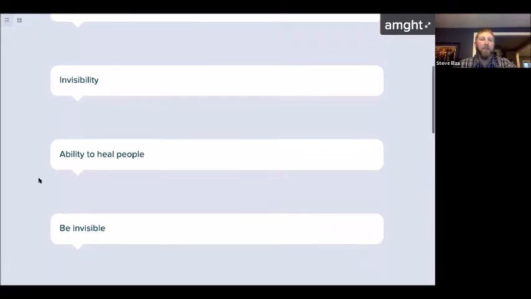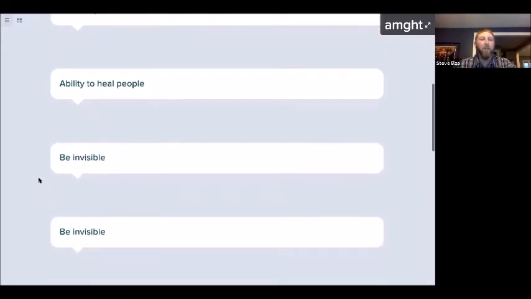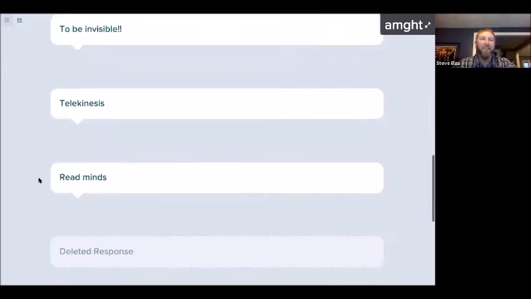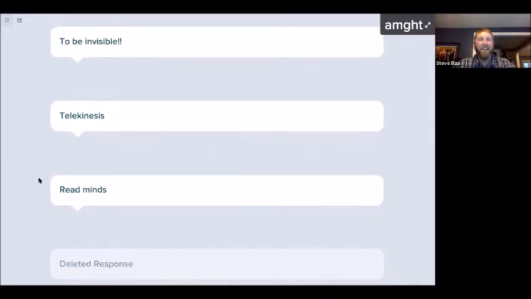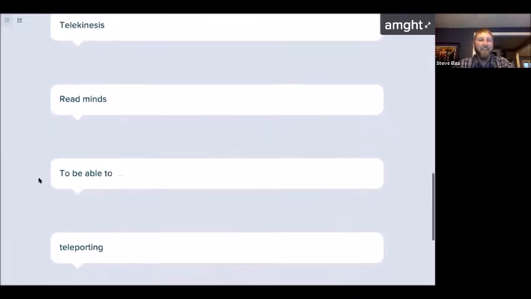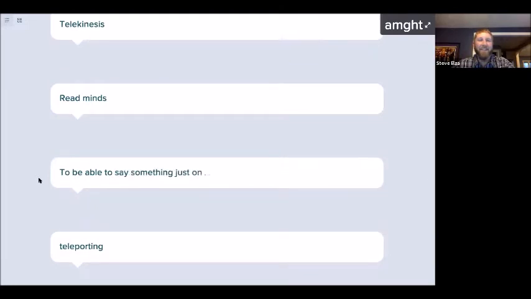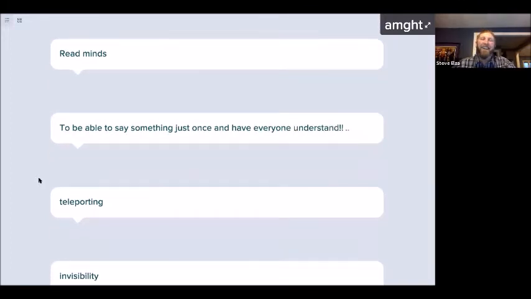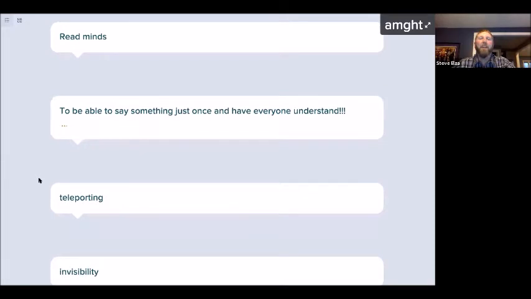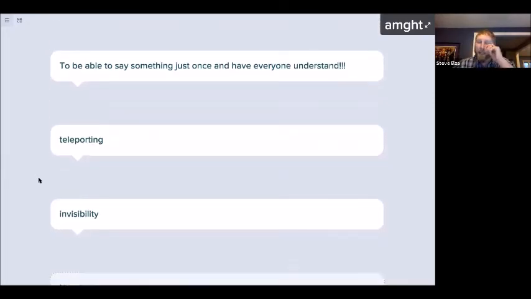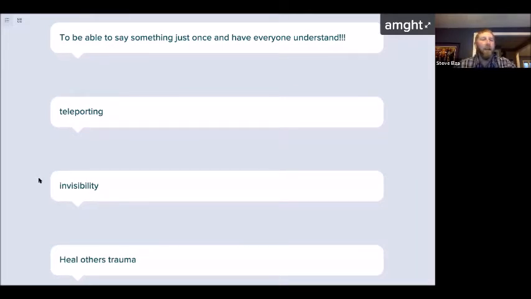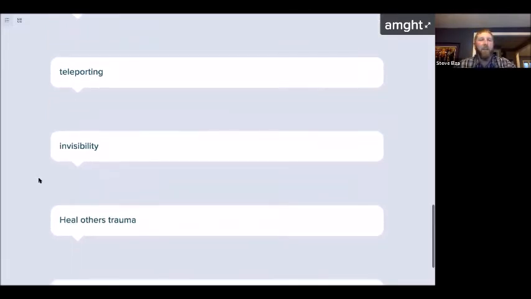Invisibility. Ability to heal people. We got a couple of invisibles. Telekinesis. Wouldn't that be great if we could say something and people understood it? That would be an absolutely incredible superpower. I think I'm expanding what I want to do. After hearing all these, I don't know that I could have just one superpower.